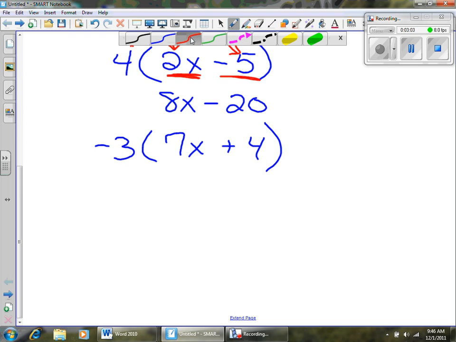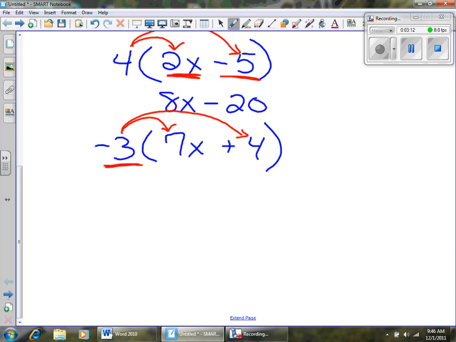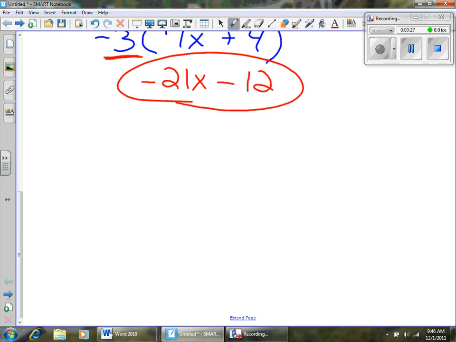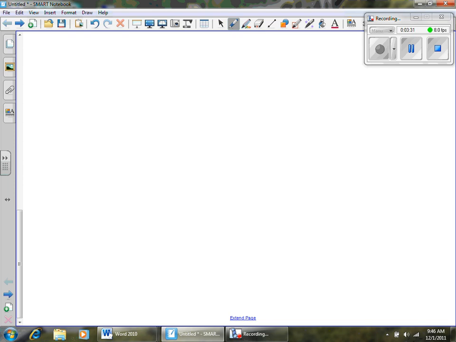All right, I'm going to pass candy out to everybody in the row. My candy is the negative 3. I will multiply negative 3 times 7x, and I will multiply 4 times negative 3. So the first one becomes negative 21x, and the next one becomes minus 12, and there we go. It's that simple. I'm going to give you 3 practice problems. Pause the video, you try them, and then see if you got them right. Don't forget to pass candy out to everybody in the row.